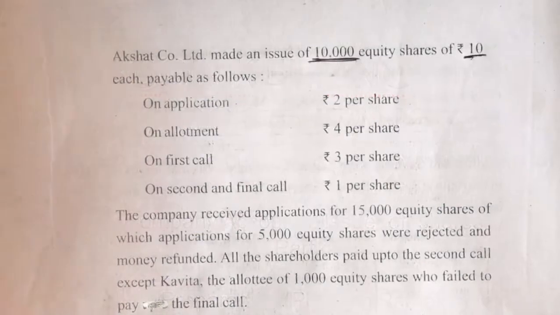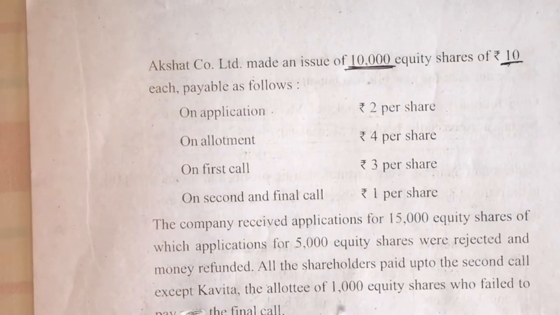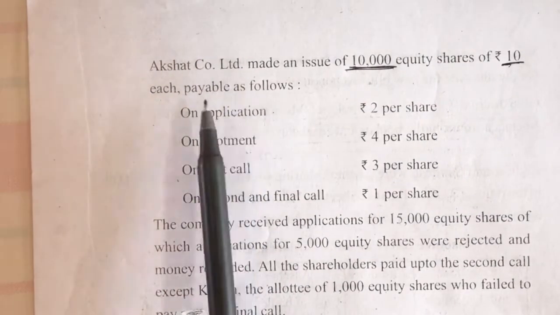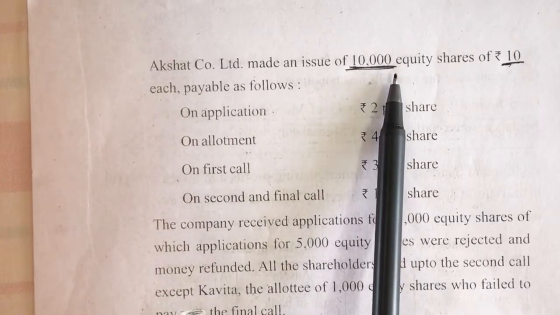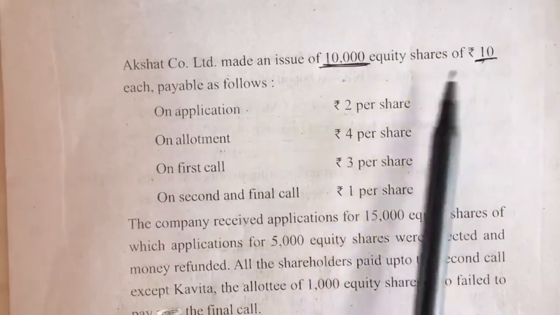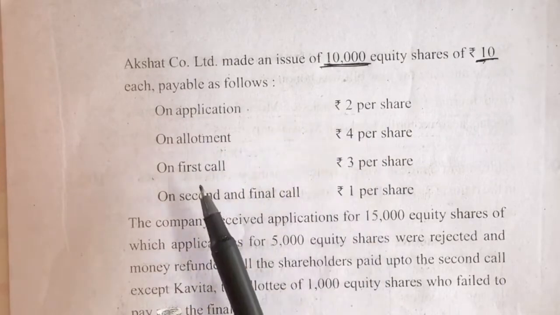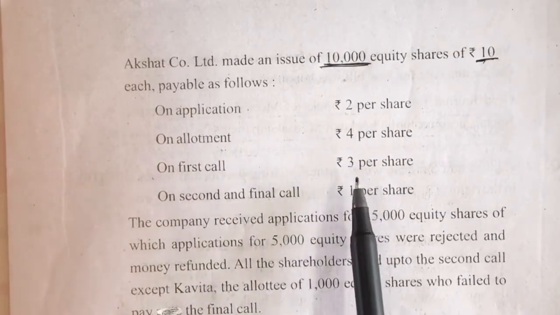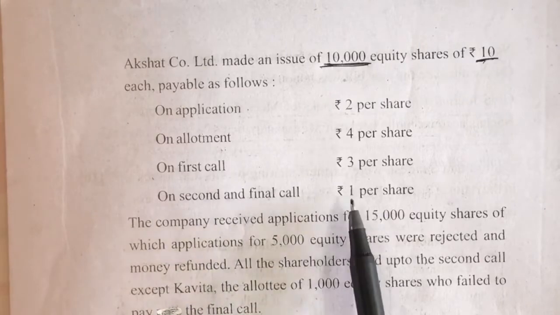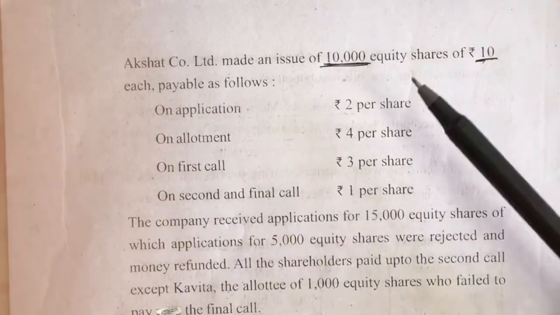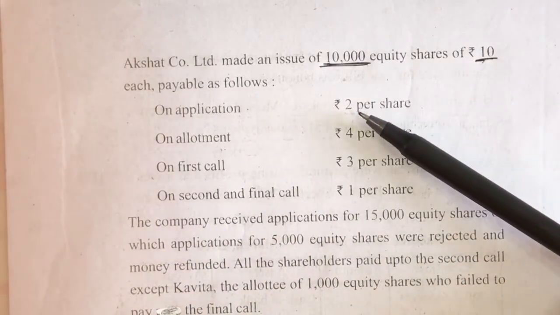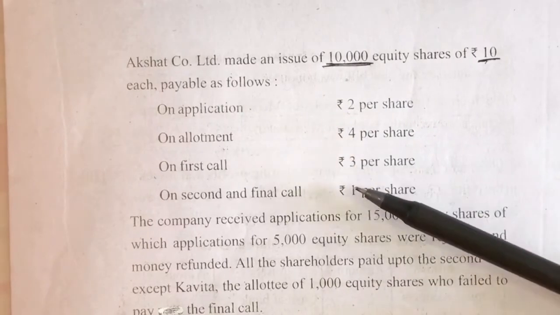Hello students, let's start a sum. Akshat Company Limited made an issue of 10,000 equity shares of rupees 10 each payable as follows. On application rupees 2 per share, on allotment 4, on first call 3 and second and final call 1. So let us add up these amounts and see if it's coming to 10.